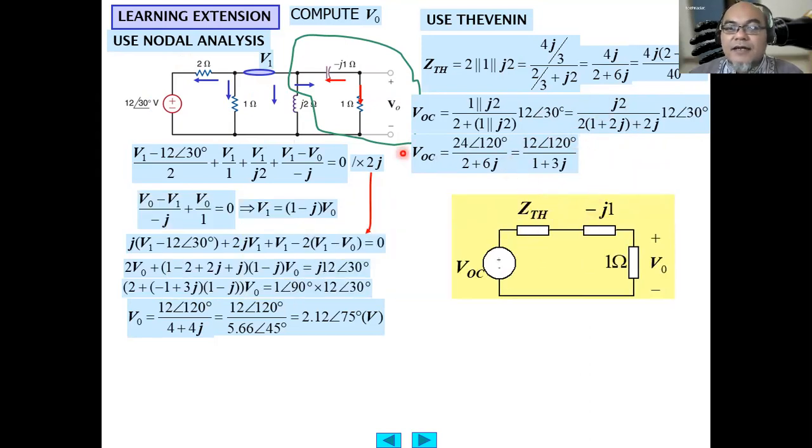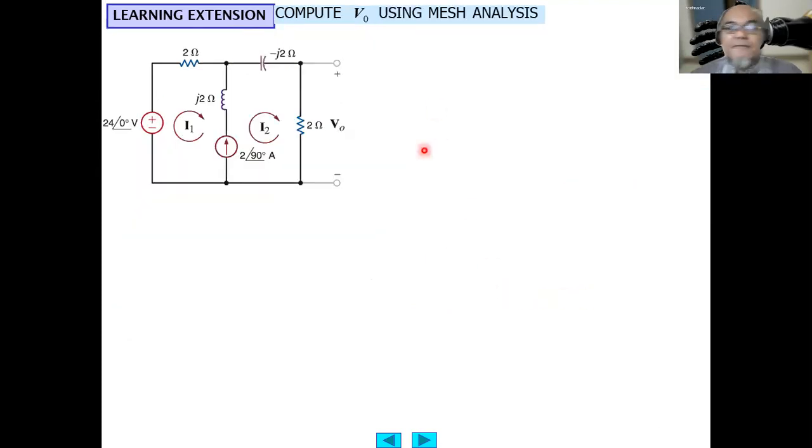So we reconnect again the component, the 1 plus 1 minus J1 here, into the Thevenin equivalent circuit. So the V output will be equal to 1 divided by Z_TH plus 1 minus J1, times the V open circuit.